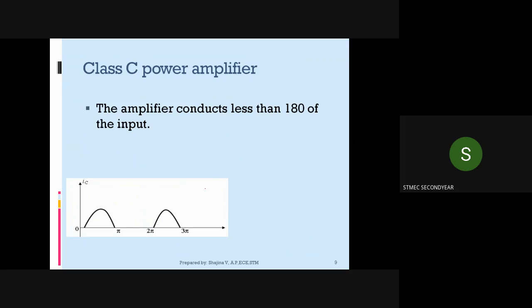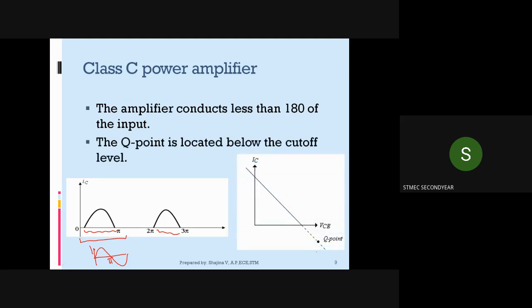So here this amplifier conducts for less than 180 degree of the input. Not the complete half cycle, it will be less than 180 degree of the input signal. We are applying the input signal like this only. Less than 180 degree, that is in between 0 and pi. So this will be the conduction angle of the class C power amplifier. Here we are locating our Q point below the cutoff level. Here is the cutoff point, so below the cutoff point we are setting the Q point. This is the class C operation.